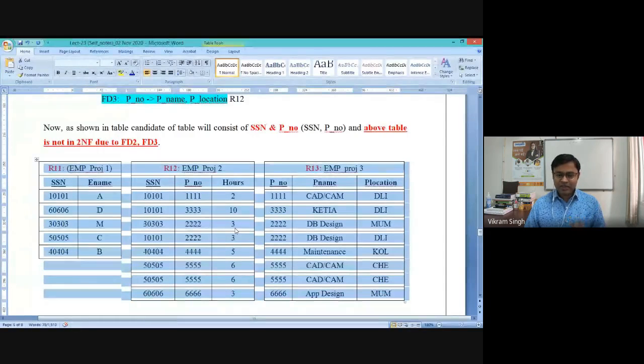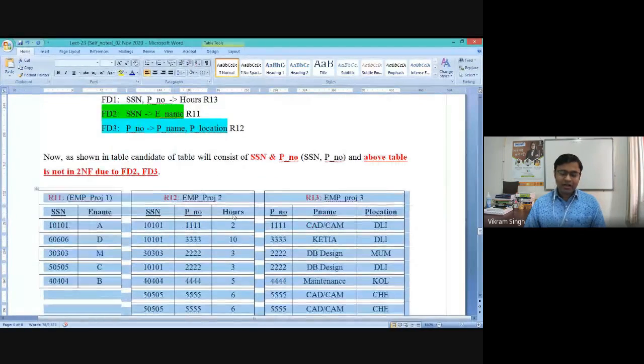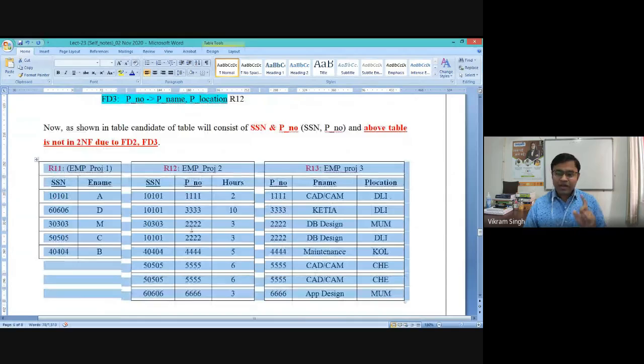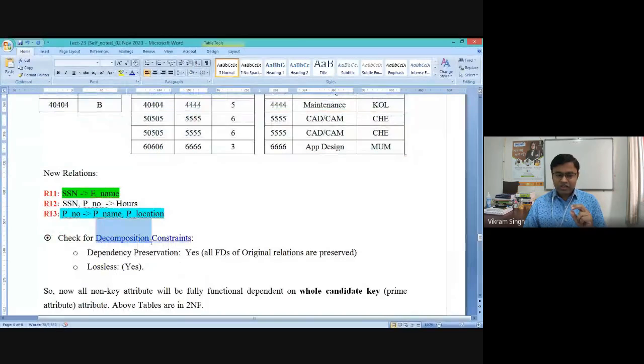Sub tables have been created. Now before the final comment, we have performed this normalization and kept this single database table in 3 different subtables. Now we have to check whether the decomposition, the normalization we did, is correct or not. That is the kind of condition check. Now these 2 conditions are called decomposition constraints.